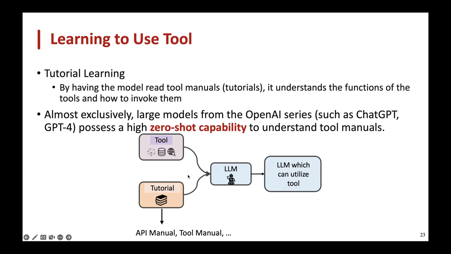Tutorial learning is another typical method for learning to use tools for large language models. We have the model read the tool manuals, understand the function of the tools and how to invoke them. However, most exclusively, only the large language models from the OpenAI series, such as ChatGPT or GPT-4, have the high zero-shot capability to understand the tool manual.